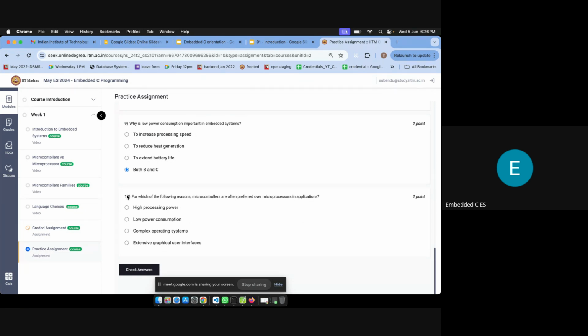It's not correct, because microprocessors have high processing power. Low power consumption: this is correct. Low power, like taking low power. Complex operating system is not correct, and extensible graphical user interface is also not correct. So the correct option will be option B.